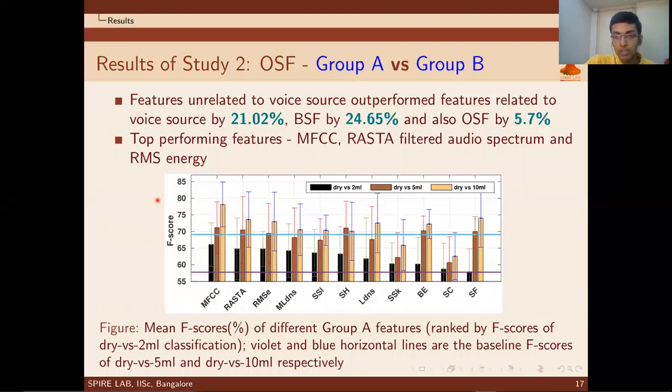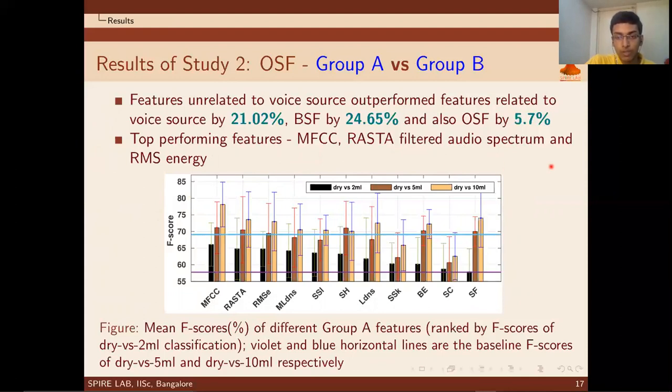Within the OS features, the features unrelated to voice source were found to have outperformed features related to voice source by around 21%. This hints that glottal excitation features like F0, jitter, etc. fail to capture swallow sound characteristics.